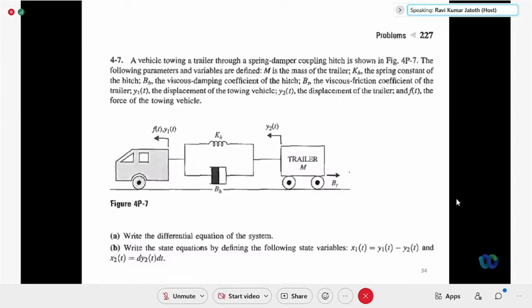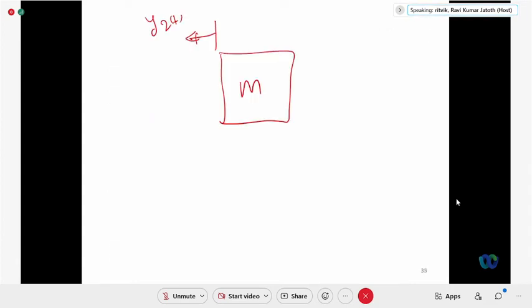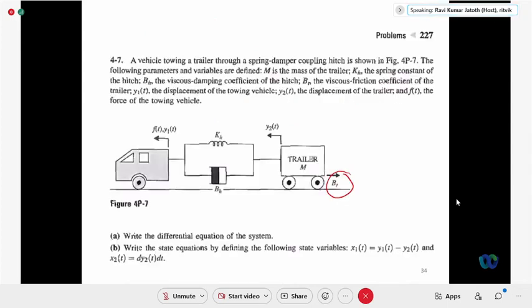Now, FBT is what? FBT is the frictional force between the trailer body and the ground surface. So FBT, trailer, it is T. In which direction? Opposite to the displacement. So this is FBT of t. Now, what about FKH and FBH? So it's also opposite, sir.